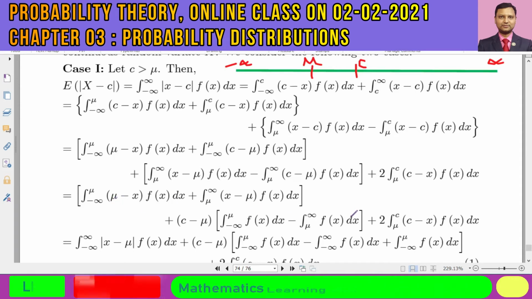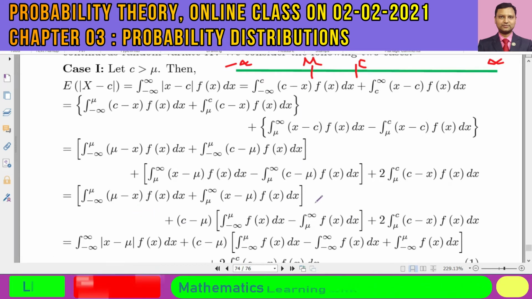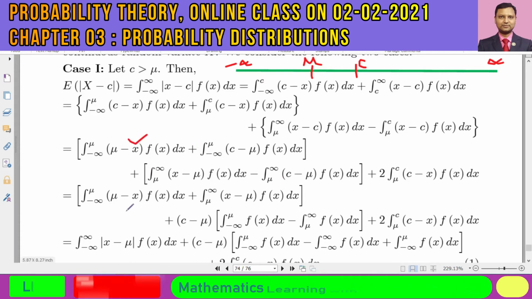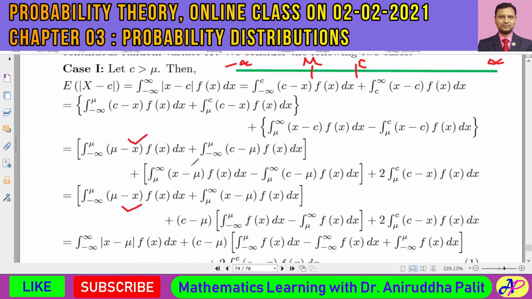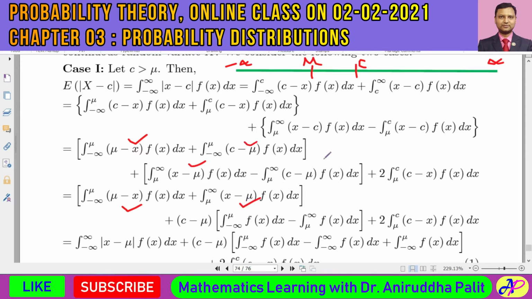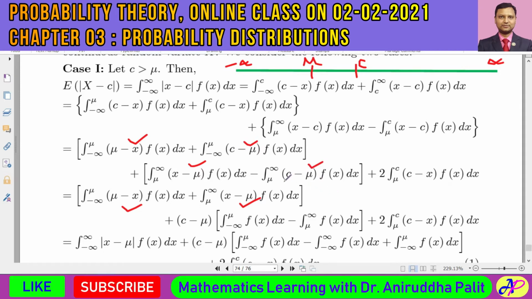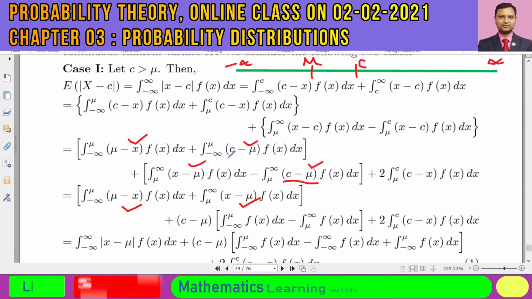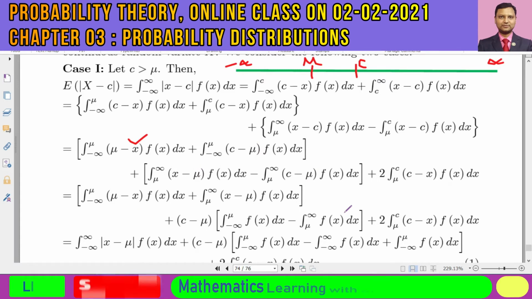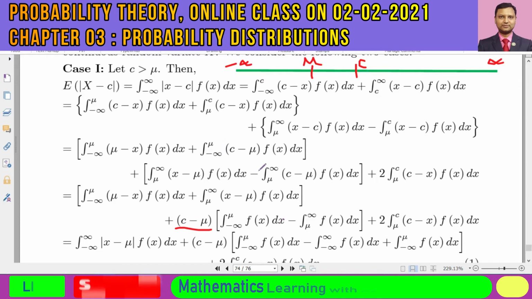Over here you see what we are doing. This first integral is written over here, this third integral is written over here, and from the second and fourth integrals together we can take this c minus mu common. We take this c minus mu common outside the integral sign.